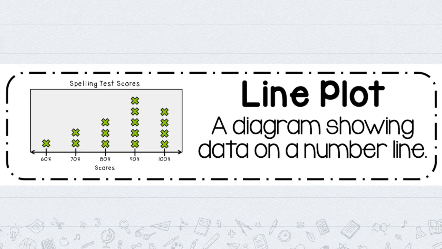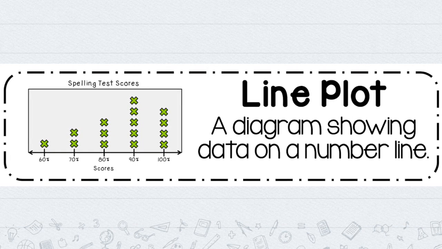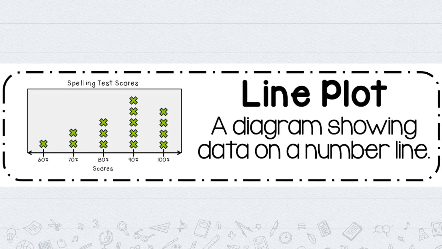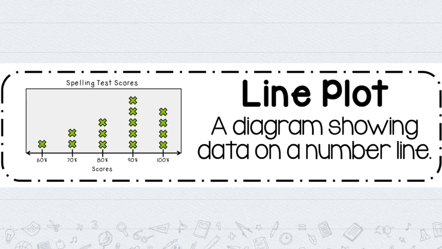So when I'm looking at the line plot, I should be looking at the title. The title tells me what is that line plot about. So the important thing for you to remember about a line plot is that the axes have to be aligned and they have to be the same size.